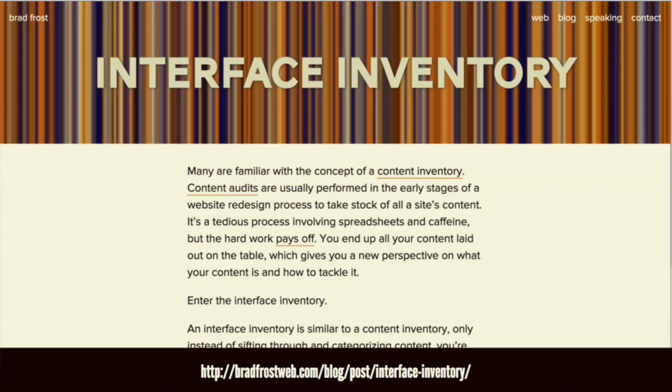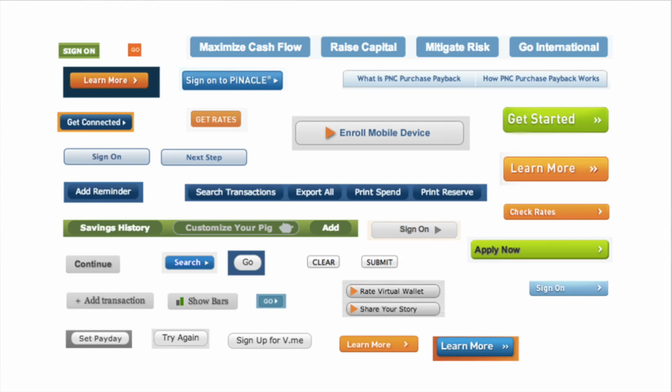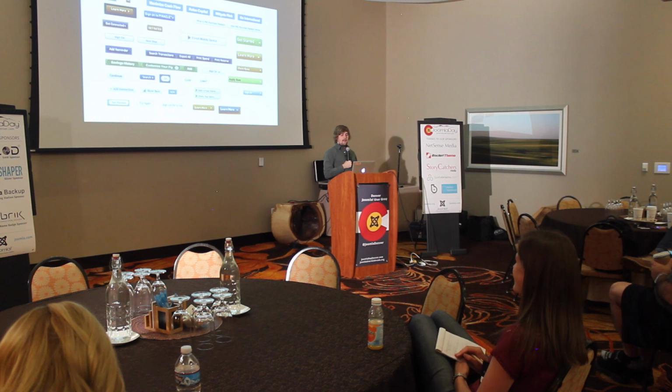Another tool that I found really helpful is conducting an interface inventory. What an interface inventory is, basically, is rounding up all of the different unique patterns that you encounter on your live site right now. This is my bank, who I hate with the heat of 1,000 suns, and you can see why. This is just some of the buttons I've encountered on their site.